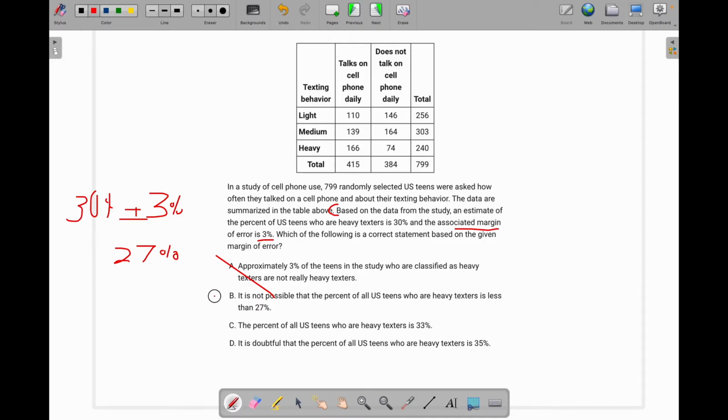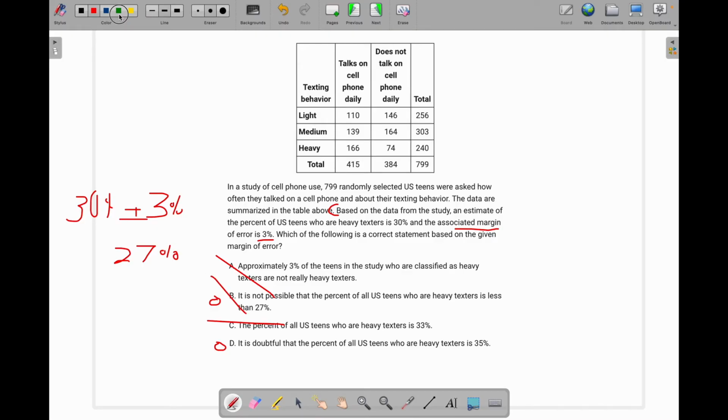Now, this may be an answer choice, but let's keep looking. C says the percent of all US teens who are heavy texters is 33%. No, it lies between a range of 27 and 33, so it's somewhere between that. It's not going to be C. D says it is doubtful that the percentage of US teens who are heavy texters is 35%. So now we're between B and D because these both relate back to the margin of error.